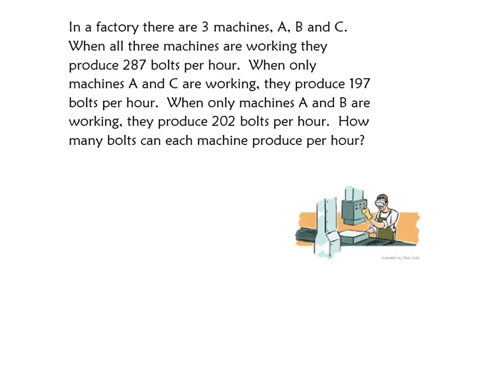In this example, it says, in a factory there are 3 machines, A, B, and C. So I'm going to use the variables A, B, and C this time. The first part of this says when all 3 machines are working, they produce 287 bolts per hour. So already I have my first equation. That's when A and B and C, where and means add, are working. I get 287 as a total.